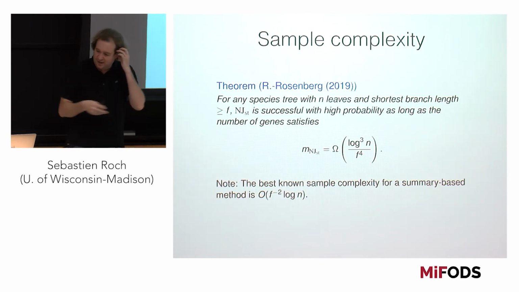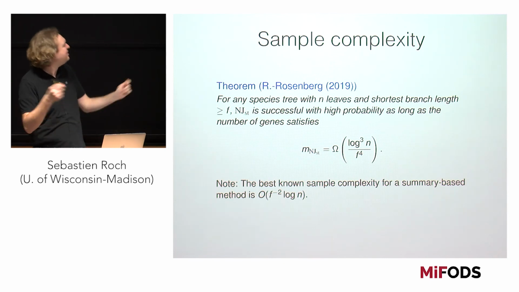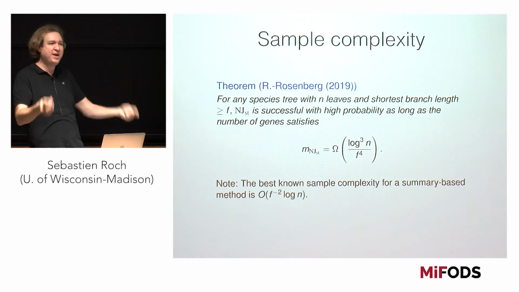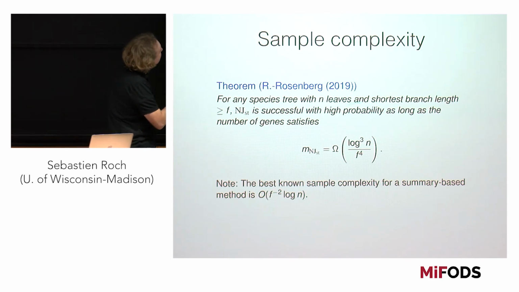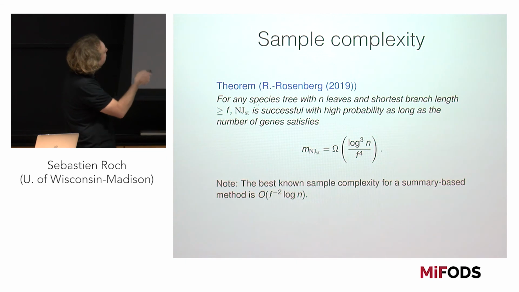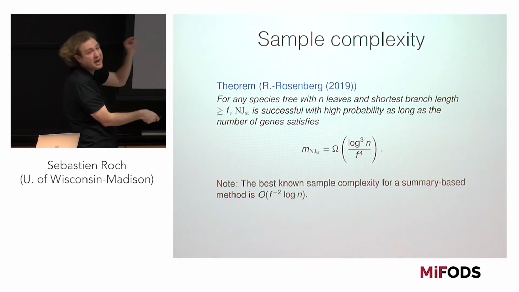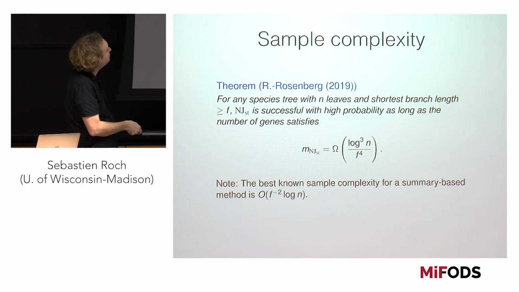And that correlation somehow really buys you a lot. Because at the end of the day, what you care about is not the distances themselves, but again, this 4-point condition. When you plug them in, what happens there? And so this is the best result we have so far. We're still trying to improve it. You actually get a logarithmic sample complexity in n divided by f, where f is the length of the short edge. So that measures how much incomplete lineage sorting you have.